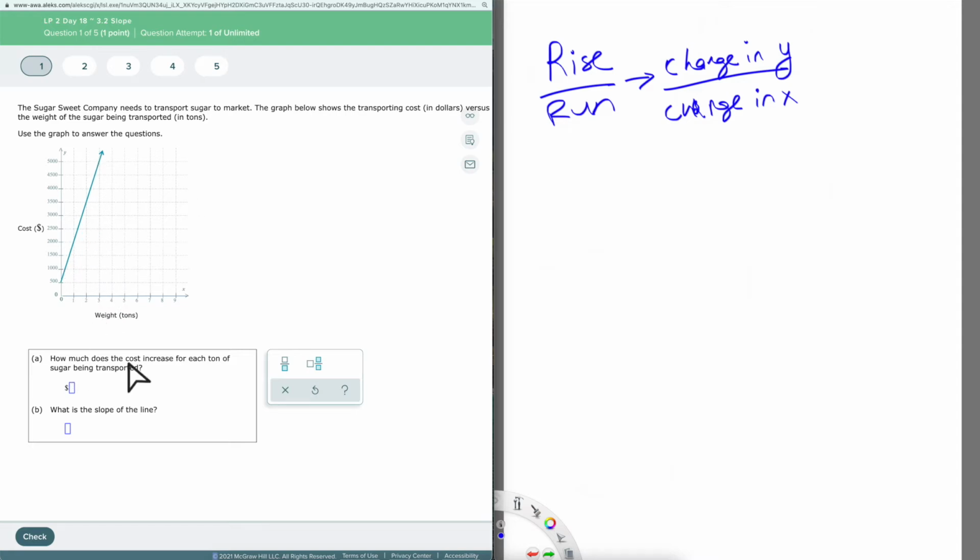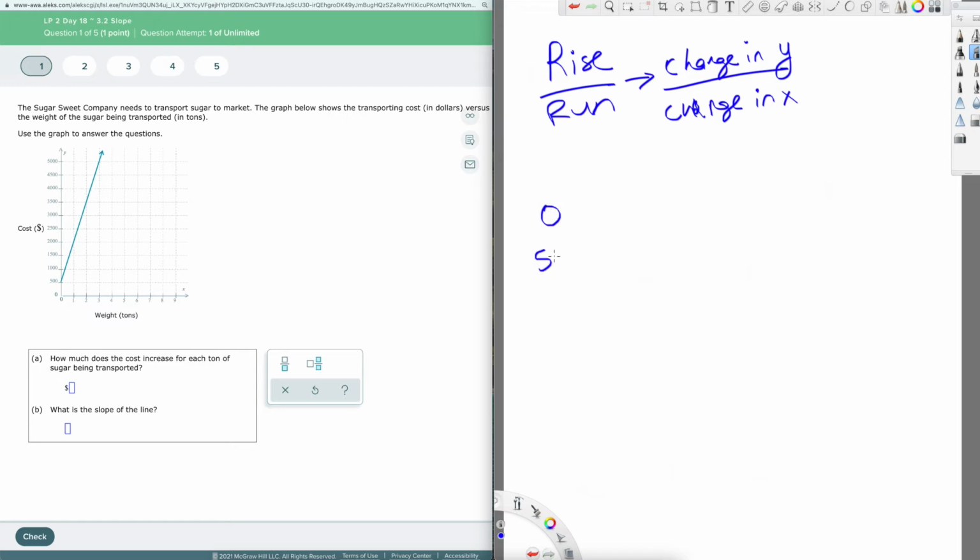How much does the cost increase for each ton of sugar being transported? So for 0 tons of sugar, it's $500. We just talked about that, right? 0 tons, 500. If I go to 1 ton and I come up here to where it crosses the line, that's 2,000. So 1 ton is 2,000. We don't want to necessarily calculate it straight from here. Let's take a look at the next one really quick. 2 tons, it's by thousands, so it's $3,500. We can go to 3 tons and 4 tons. 4 tons we can't actually see, so 3 tons would be the last one, and that's 5,000.